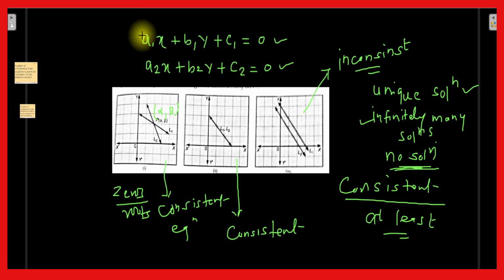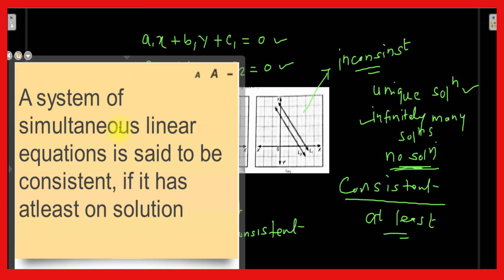So let us see the definition of consistent and inconsistent equation. Here the system of simultaneous linear equations is said to be consistent if it has at least one solution. Note this down, this is very important. So a system of simultaneous linear equations is said to be consistent if it has at least one solution.